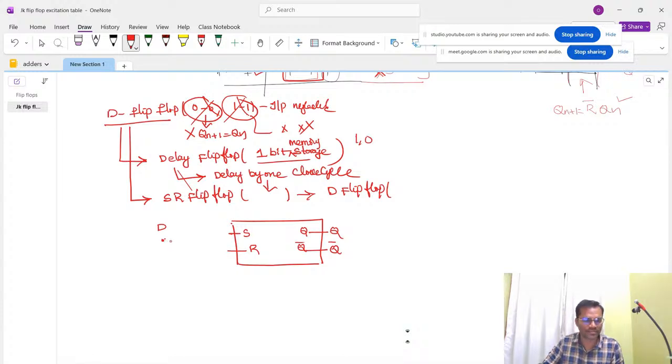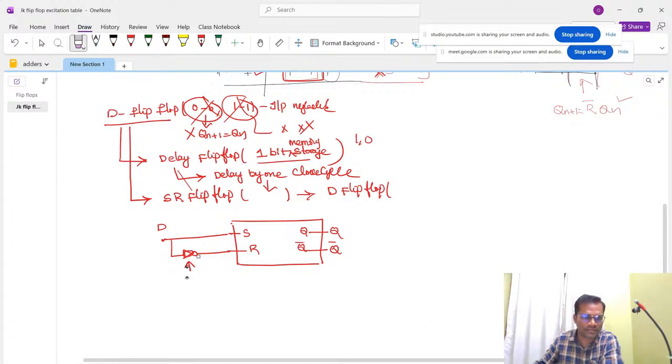connected to the input S. But here I'm going to use one NAND operator, or an inverter, and I'm going to connect it to R. Like this I'm going to provide a delay of one clock pulse. Providing a 1 unit clock pulse is very important. You can consider this as an inverter, or you can consider this as a NAND gate. Basically this is an inverter.